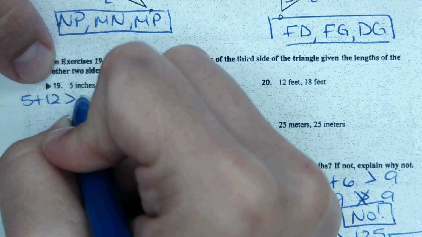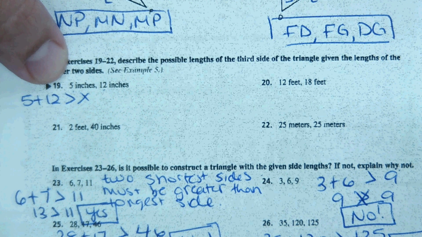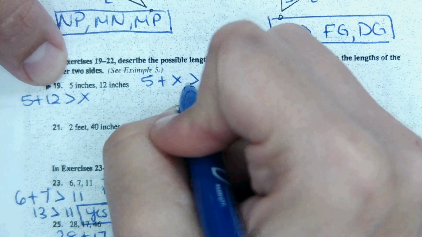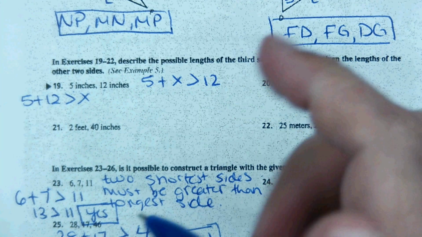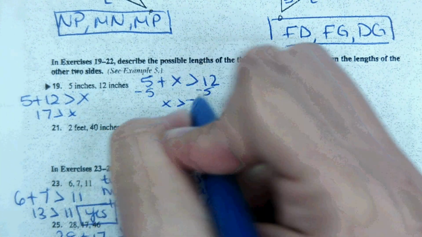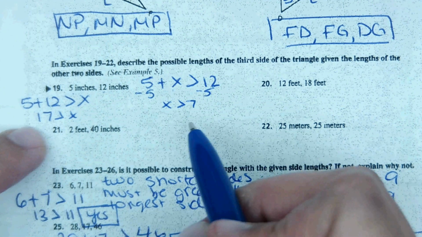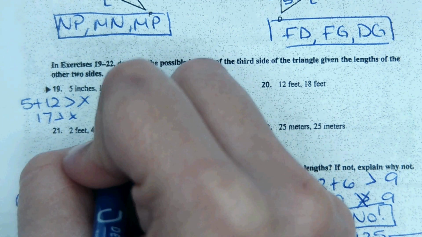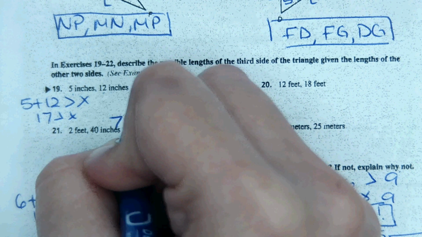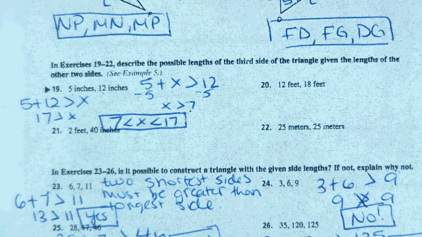So 5 plus 12, assuming that those are the two shortest sides, that would have to be greater than the third. Or 5 plus x would have to be greater than 12. Like the other side would have to be greater than 12. So here's 17. And then solving this one, x has to be between 7 and 17. So the way we could write this as one thing would be x has to be greater than 7 and less than 17 for this to make a triangle.